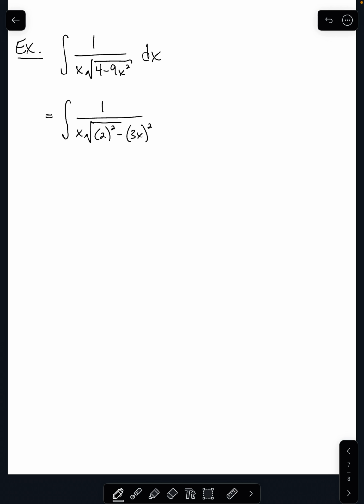For example, suppose we have the antiderivative of 1 over x times the square root of 4 minus 9x squared dx. We can rewrite the integrand by writing each of the terms under the radical as something squared. The 4 can be written as 2 squared. The 9x squared can be written as 3x squared.